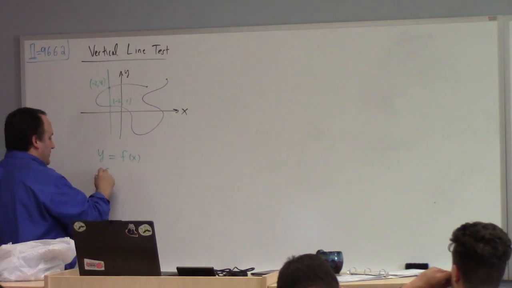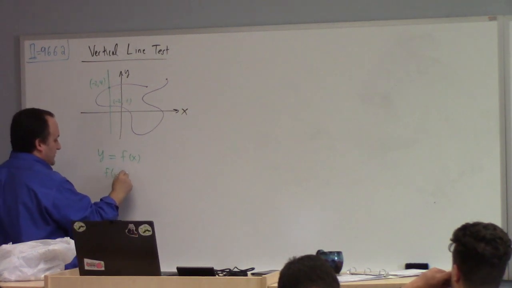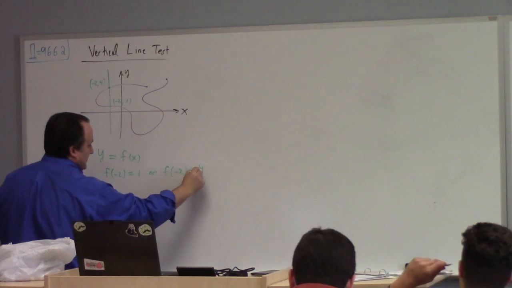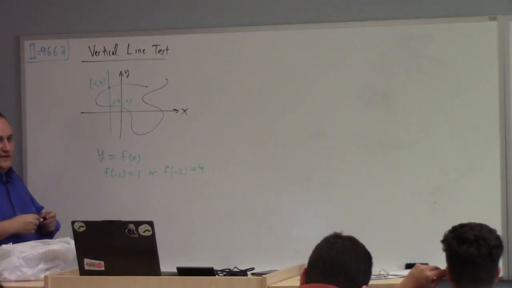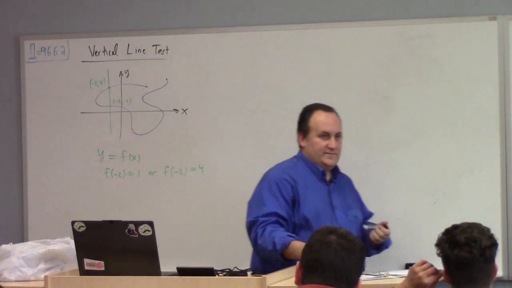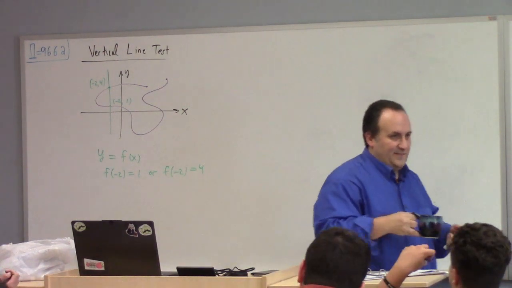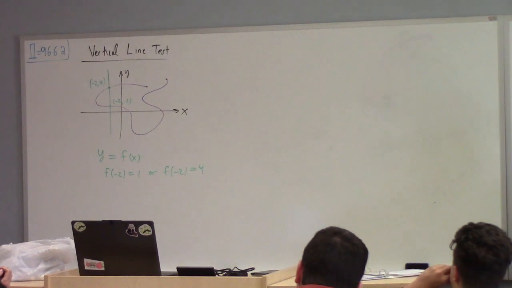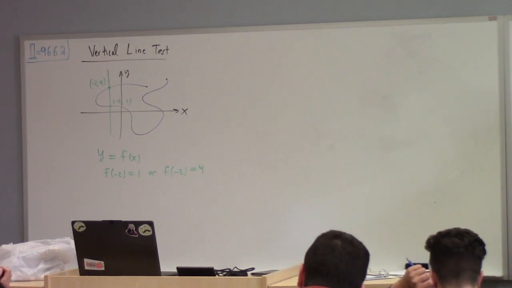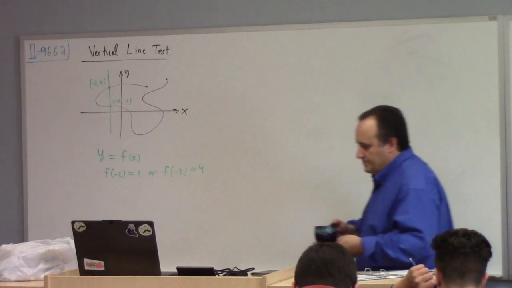I wouldn't know: is f of minus 2 equal to 1? Or is f of minus 2 equal to 4? Which one would it be? Like you guys were just asking me, if I have two dots at the same x, what do I do? Well, the answer is you send the question back because your instructor gave you something that's not a function. That's outside the bounds. It's not allowed. It's forbidden. So this is the vertical line test.